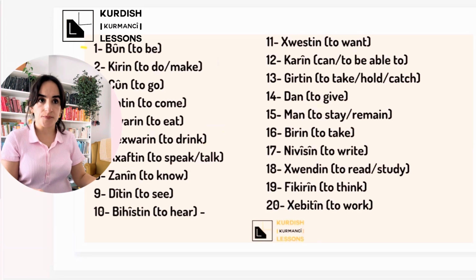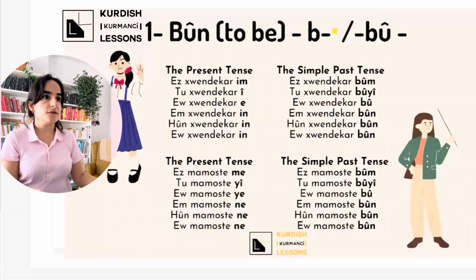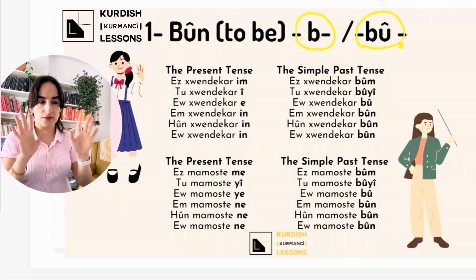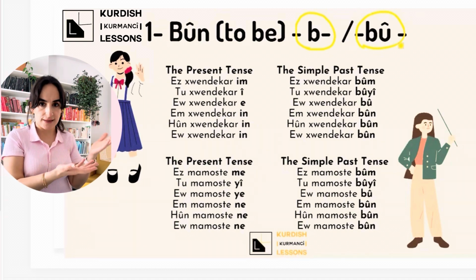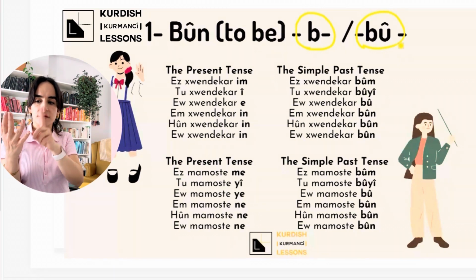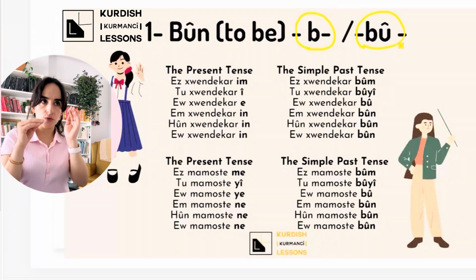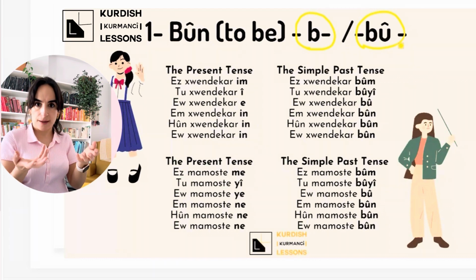Bun is to be. So the first thing you see, the letter B, is our present tense, and the second one is the past tense. For this video series, the first one will always be the present tense, the second one the past tense. So as you know, in Kurmanji, to be able to form a verb in any tense, you need to know the stem. For present, future, subjunctive, present subjunctive, you use the present stem, and for all the past tenses, past subjunctive, you use the past stem.